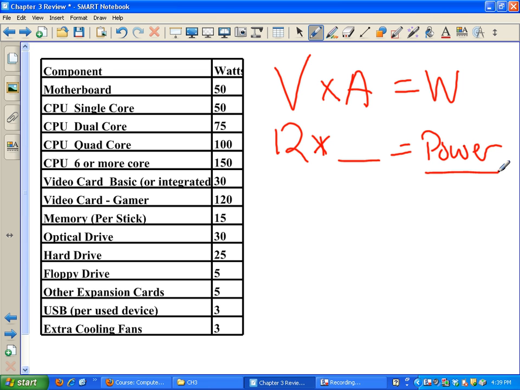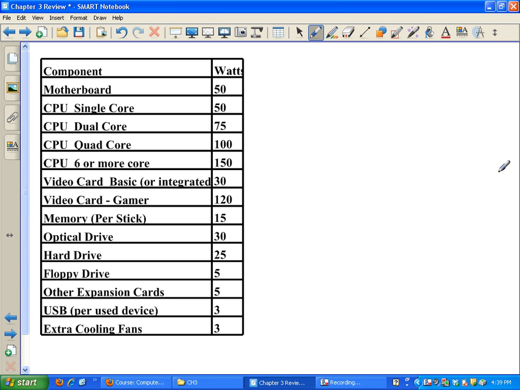We don't know the amperage of all those things that are plugged in, but there are different ways that tables have been made and online calculators have been set up that help us figure out what wattage we need for a specific computer. This chart is an example of a chart that you might find that says how much wattage typical components use. When figuring out the wattage of the power supply, you would total together all the components in your computer to figure out how many watts you need.